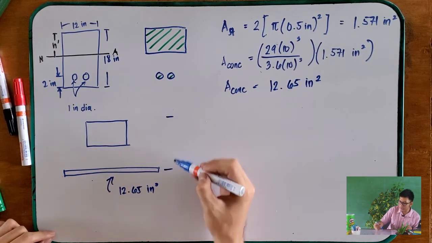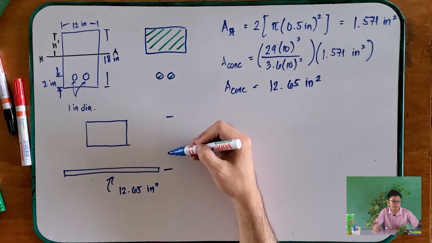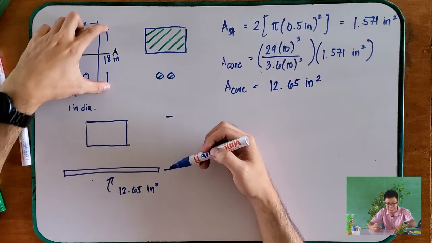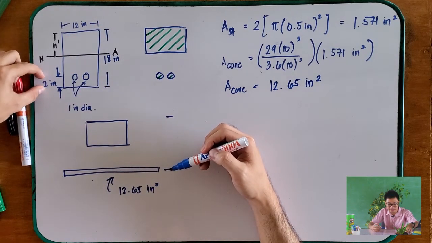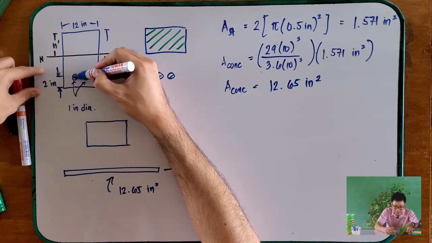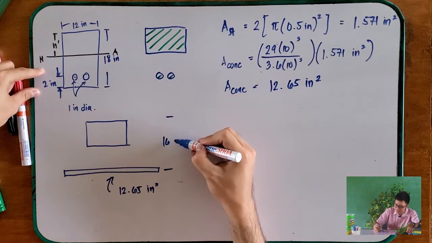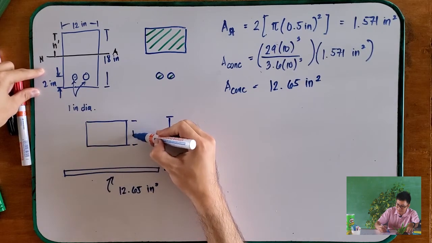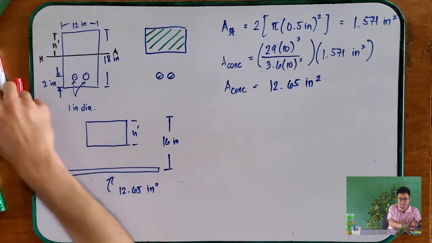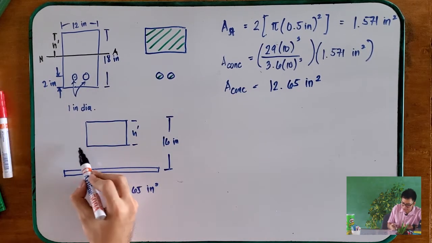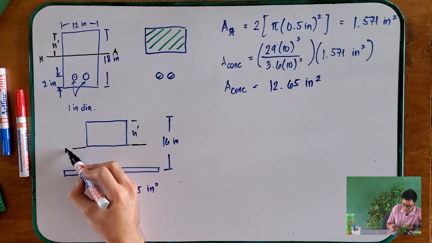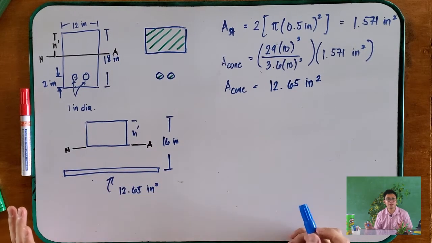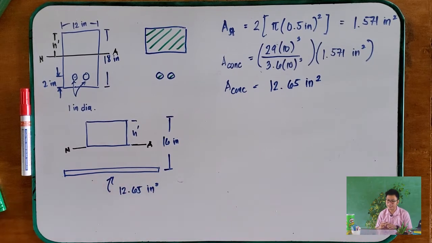And what is the distance here? It was given that this is 18 and this is 2 inches, from the center of this. So that is 16 inches. But still we don't know this h bar, which is the location of the neutral axis. So we have to look for the location of the neutral axis.